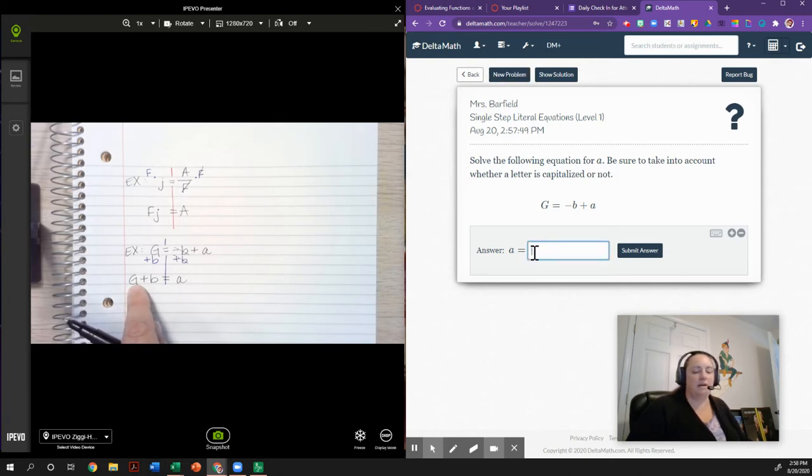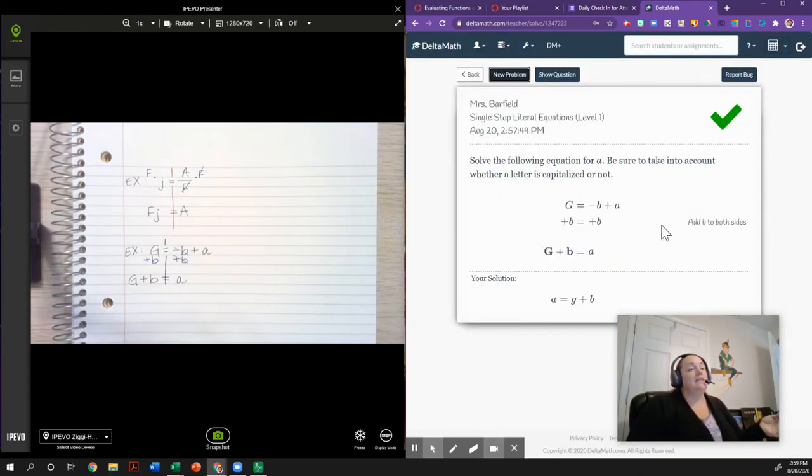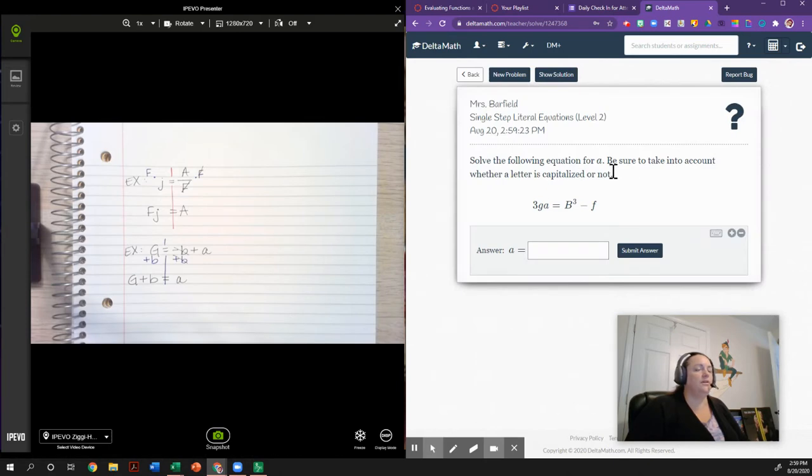So when I go to Delta Math, this is where I want to make sure I capitalize it, okay, because let's lowercase it and see what happens. So G plus B. Submit my answer. Okay, it did accept it, but I can't guarantee that it'll accept the answer every time, especially if you have a capital letter of G and a lowercase letter of G in the same problem. So just keep that in mind. Okay. All right. So let's go here and look at level 2.